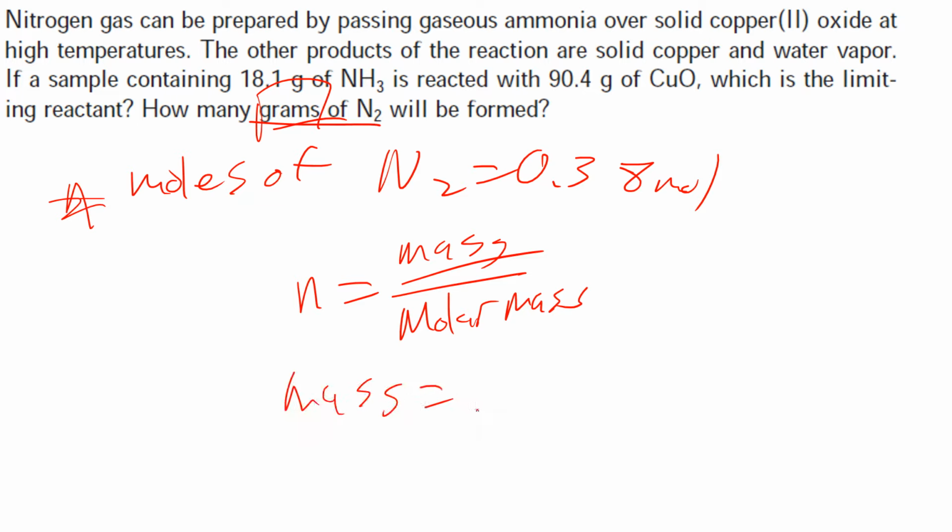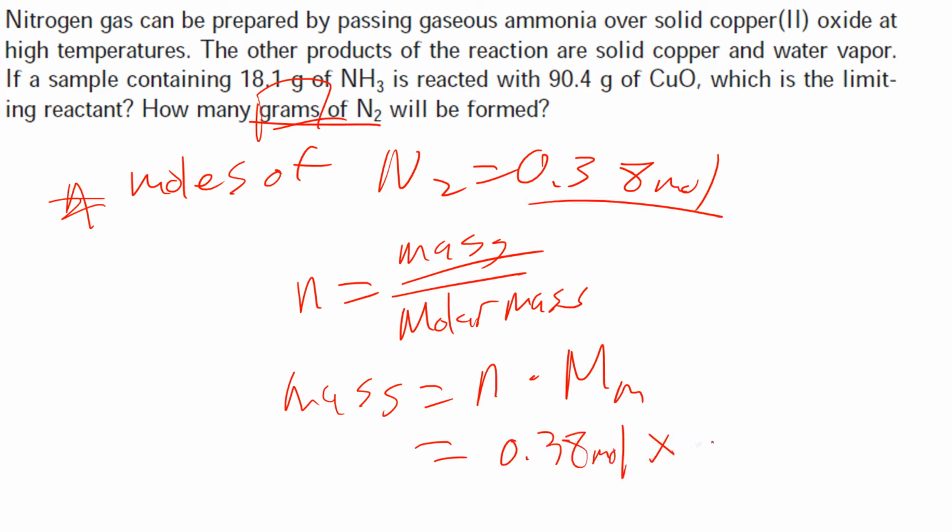Mass is equal to n times molar mass. So we have 0.38 moles, and we multiply that by the molar mass of nitrogen, which is 14.01. 0.38 times 14.01, we get a value of 5.3 grams. Okay, so to answer this question, what is the limiting reactant? Copper oxide is the limiting reactant, and we will produce 5.3 grams.